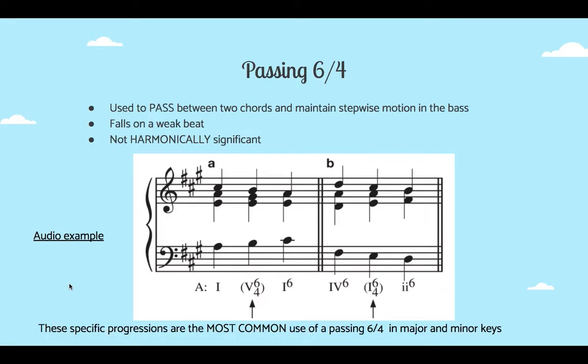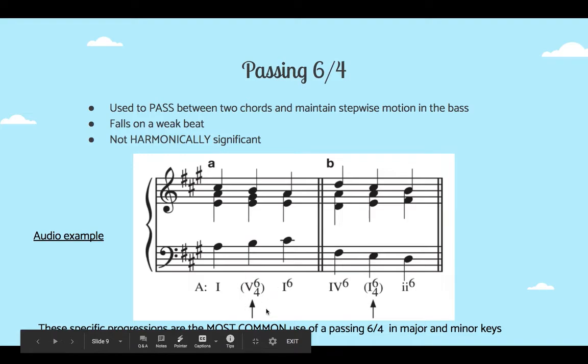So you're most commonly going to see your 6-4 chords in the form of this 5-6-4 in between 1 and 1-6. That's one really common use of the passing 6-4. Probably the most common way that you're going to see it. The other use of the passing 6-4 that's the most common is going to be this 1-6-4 going between a 4-6 and a 2-6. So kind of prolonging that predominant area.